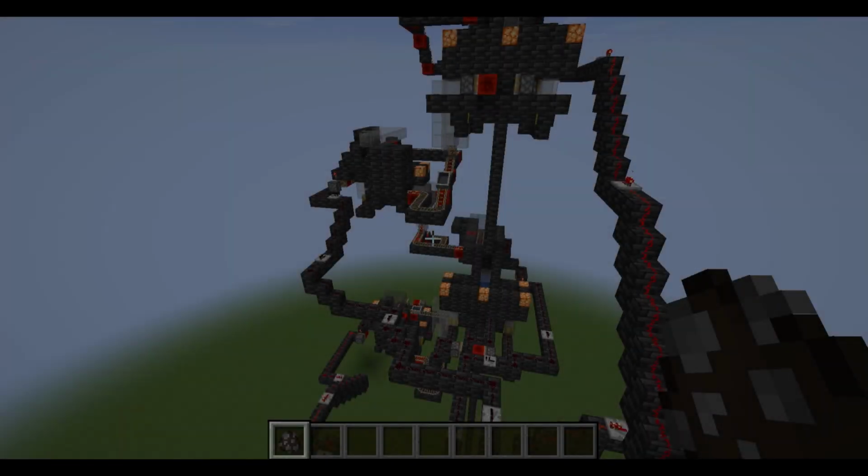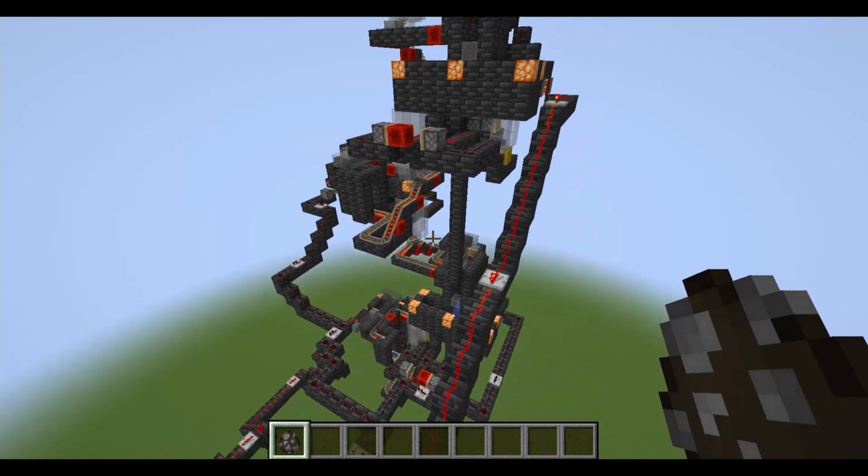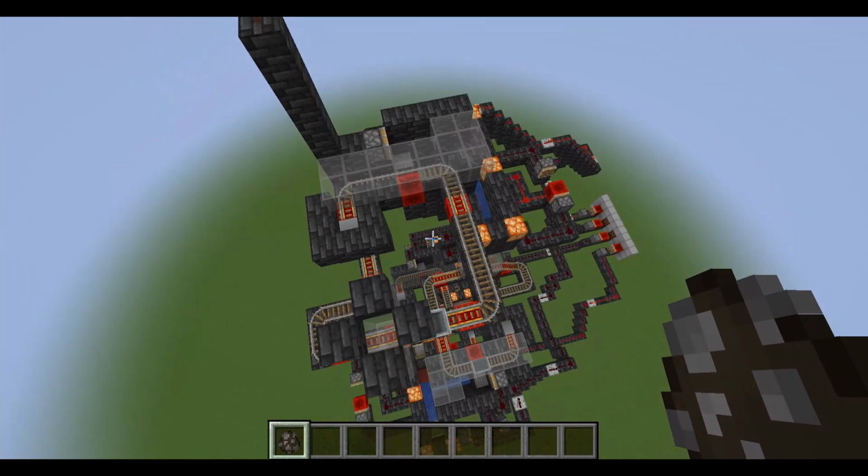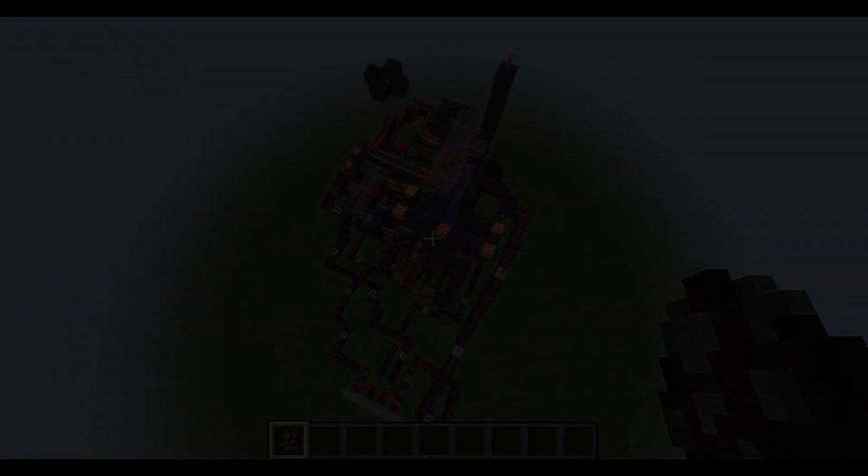I made a decimal to binary converter in Minecraft. But before we look at that, I'm going to explain how converting from decimal to binary works. Let me demonstrate on the example of 37.